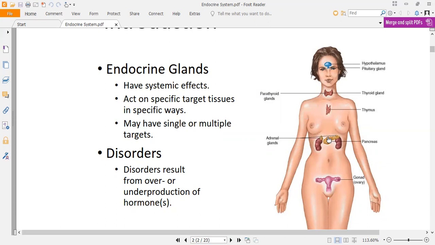Glands, okay, or others call them suprarenal glands. They're made up of the adrenal cortex and the adrenal medulla. So we'll discuss those later on in detail. This video is just about giving you an overview of what the endocrine system is all about.